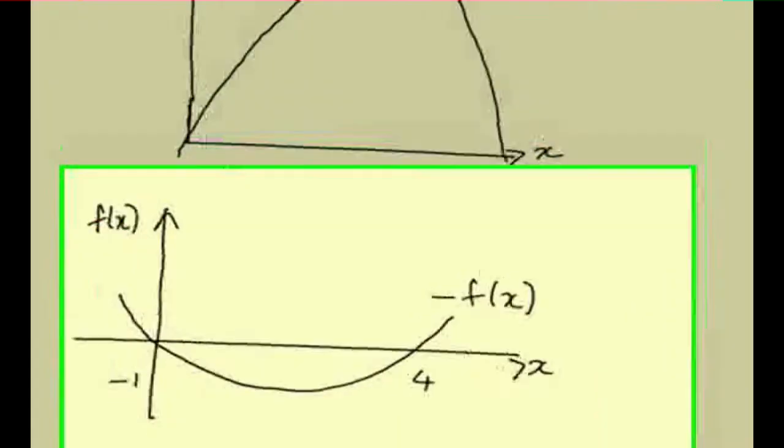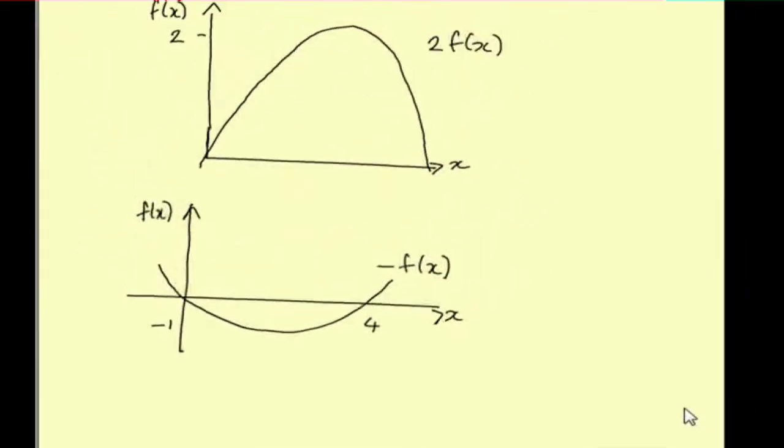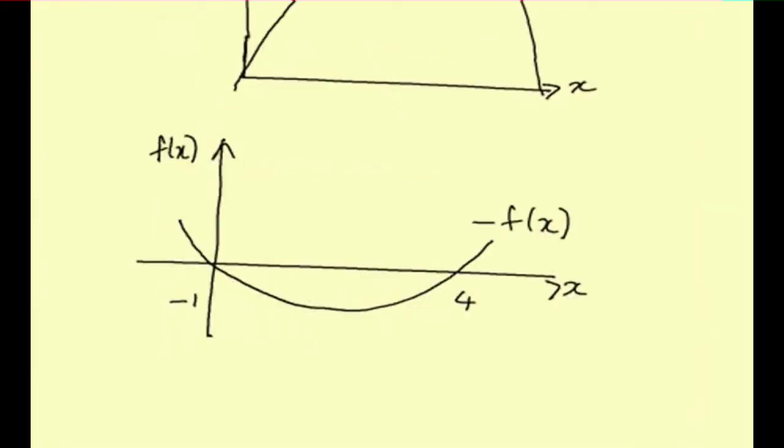Let's take a look at another example here. Minus f of x has the effect of inverting the graph. The minimum point there is minus 1, whereas before it was a maximum point of 1. Every single y coordinate has been multiplied by minus 1, causing a stretch down the vertical axis.